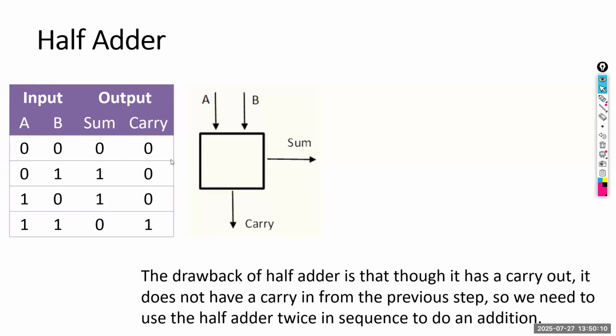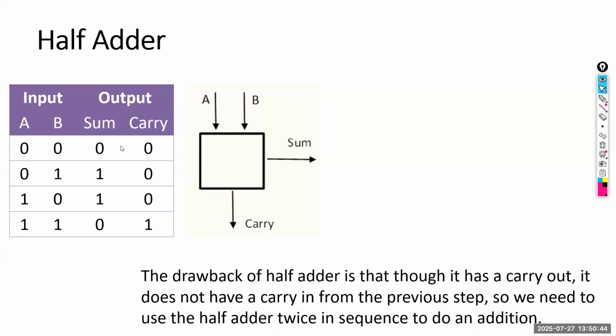So are you okay with the truth table? Sum and carry, two input, two output. So then you need to think about how to implement this. What kind of a circuit will give you this kind of truth table? That is, when both are zero, sum is zero, carry is zero; zero, one, sum is one, carry is zero; both one, sum is zero, carry is one.